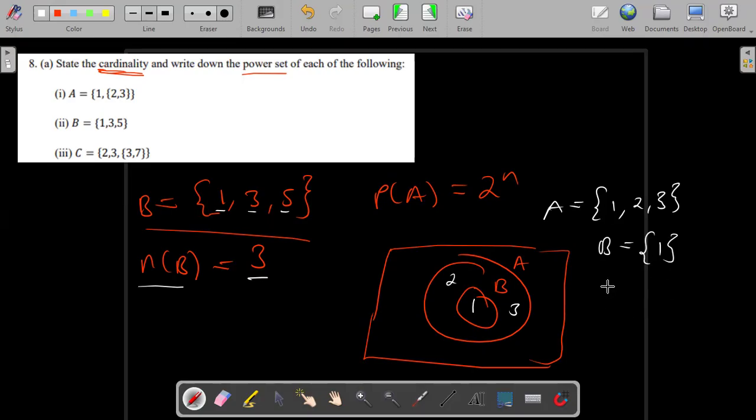So meaning this B here can be contained in what? In A, as even shown in the Venn diagram. So B is a subset of A. B is a subset of A.